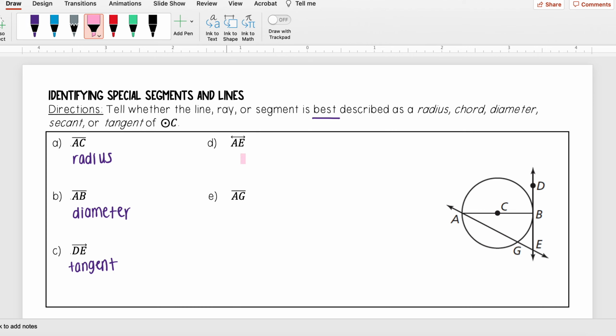Okay, next we're going to look at AE. I have AE, and I notice at the top here that there are arrows on both sides. That means I'm looking at line AE, which is super important to clarify. Since I am looking at line AE and it intersects the circle at two points, this one is called the secant. Important thing to note: if instead of having the arrows on top representing AE, it had just a line on top, that would mean it was talking about segment AE, which would be different.